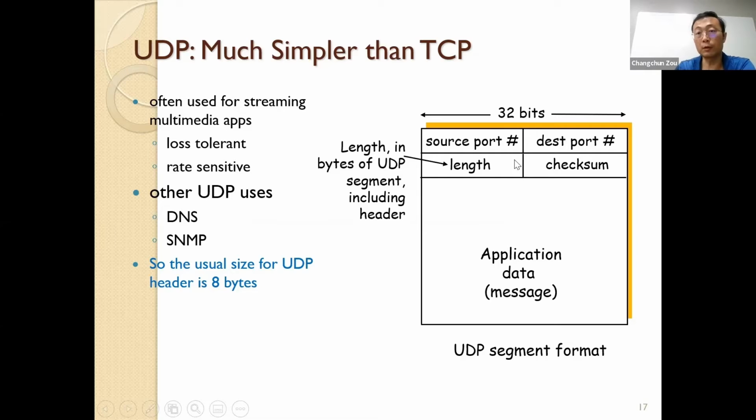You can see the UDP packet has a UDP header. The UDP header only has 8 bytes, so only 2 rows here: source port, destination port, checksum, and length. Length is the number of bytes in this UDP packet. So we only have these 4 values.